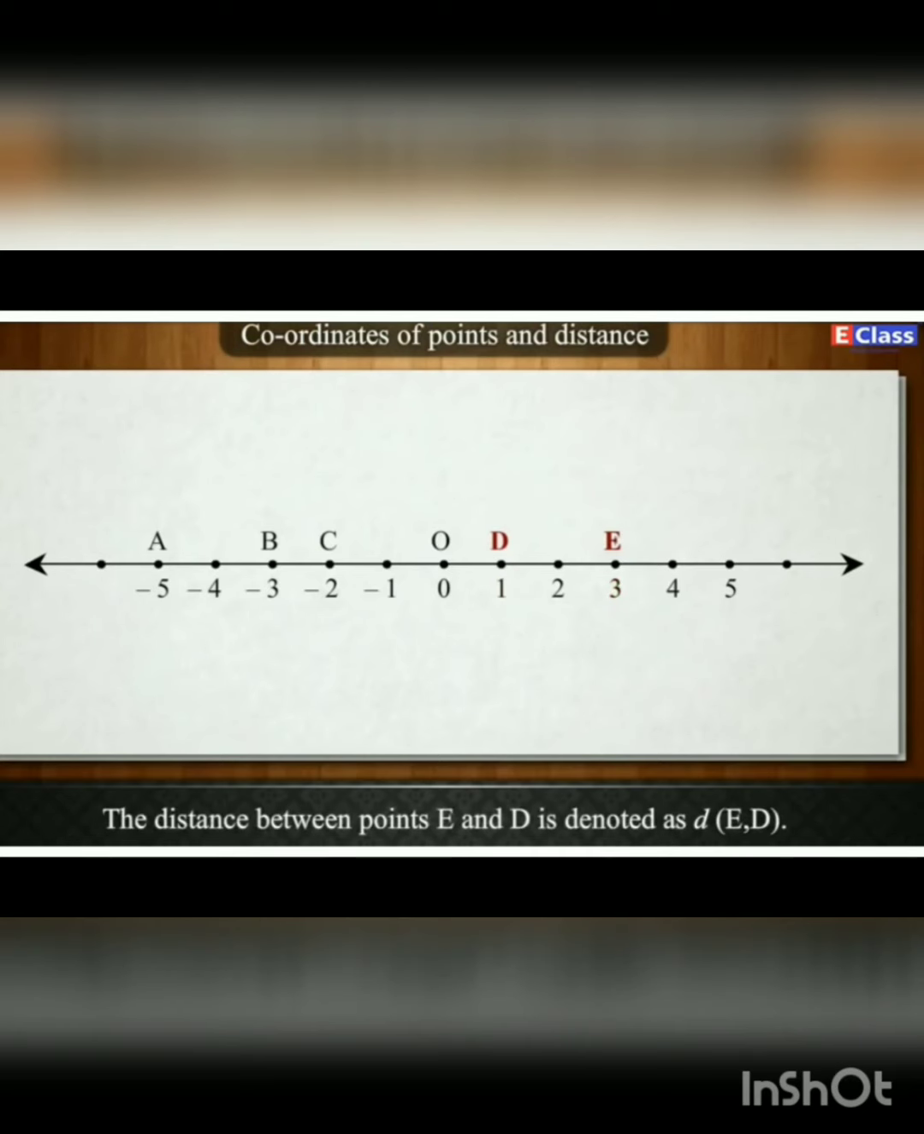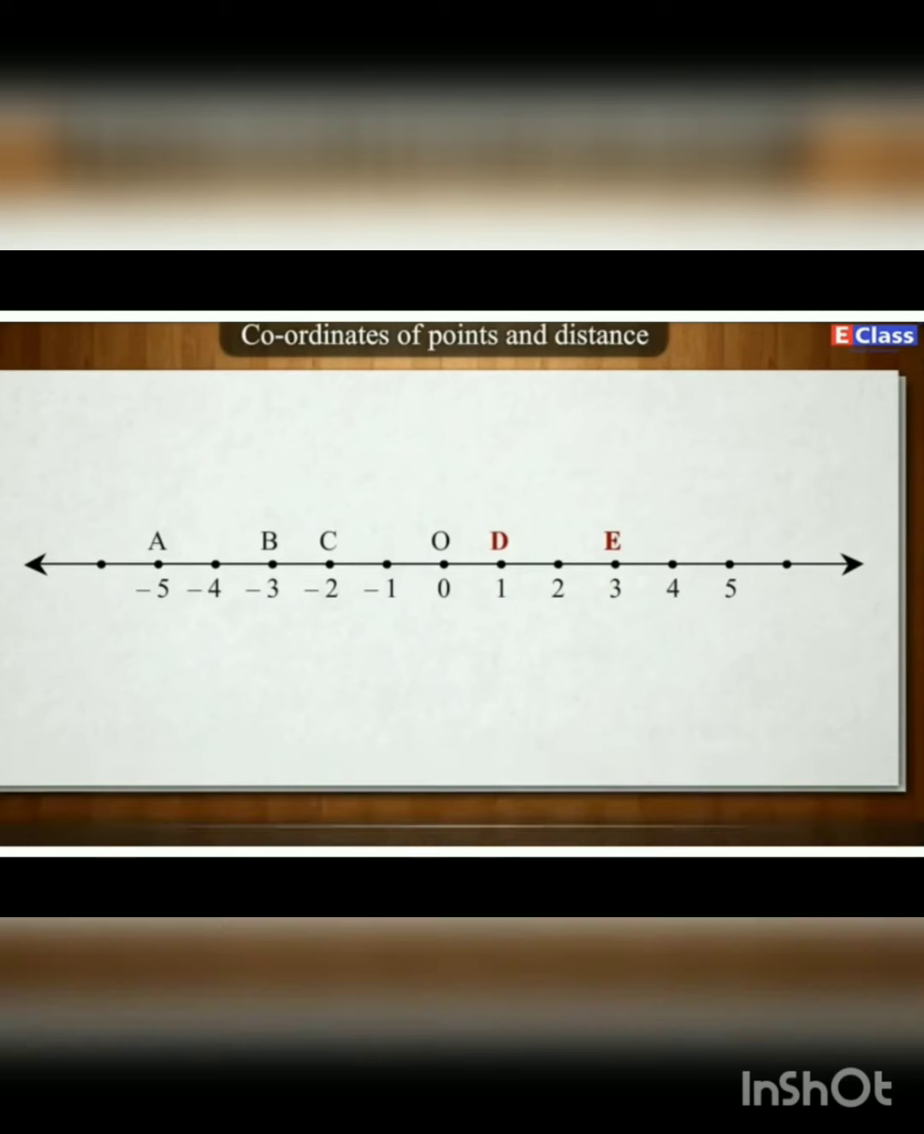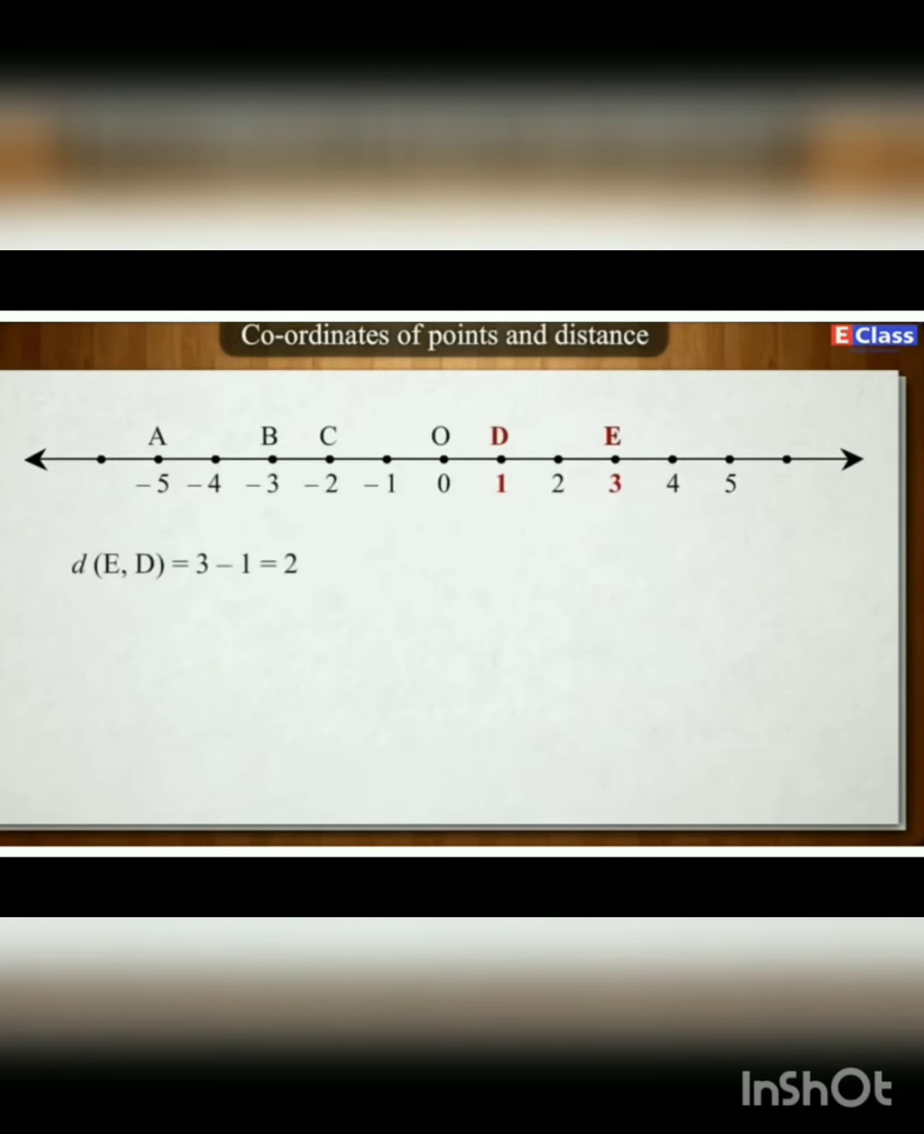The distance between E and D is denoted as distance ED. This is the same as length ED, that is, the length of the segment ED. Distance ED is equal to 3 minus 1, which is equal to 2. Therefore, length of ED is equal to 2. Distance ED is equal to length of ED, which is equal to 2. Similarly, distance DE is equal to 2.